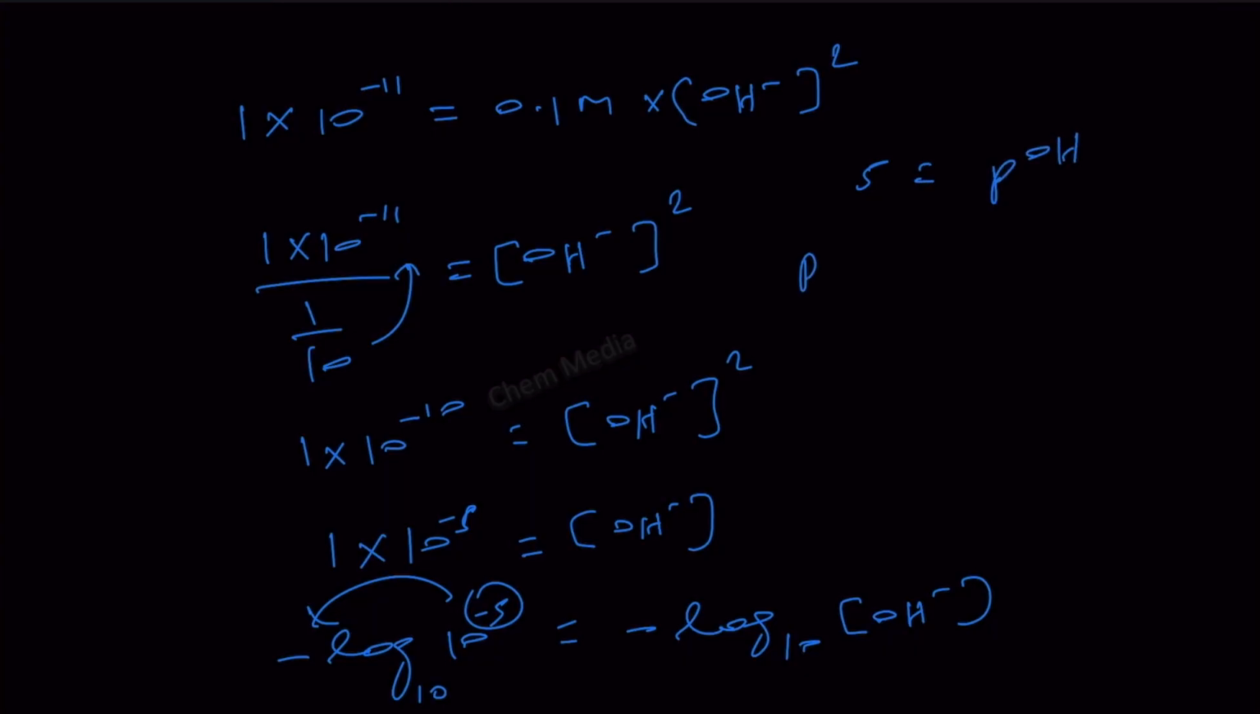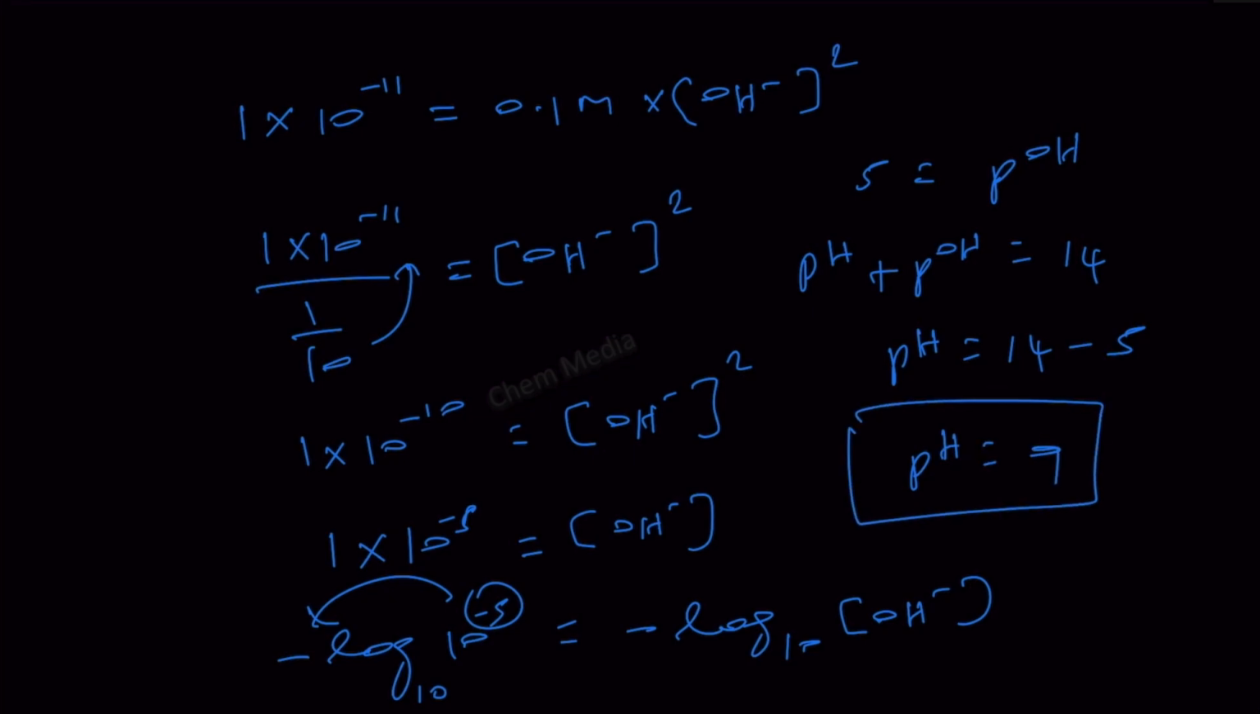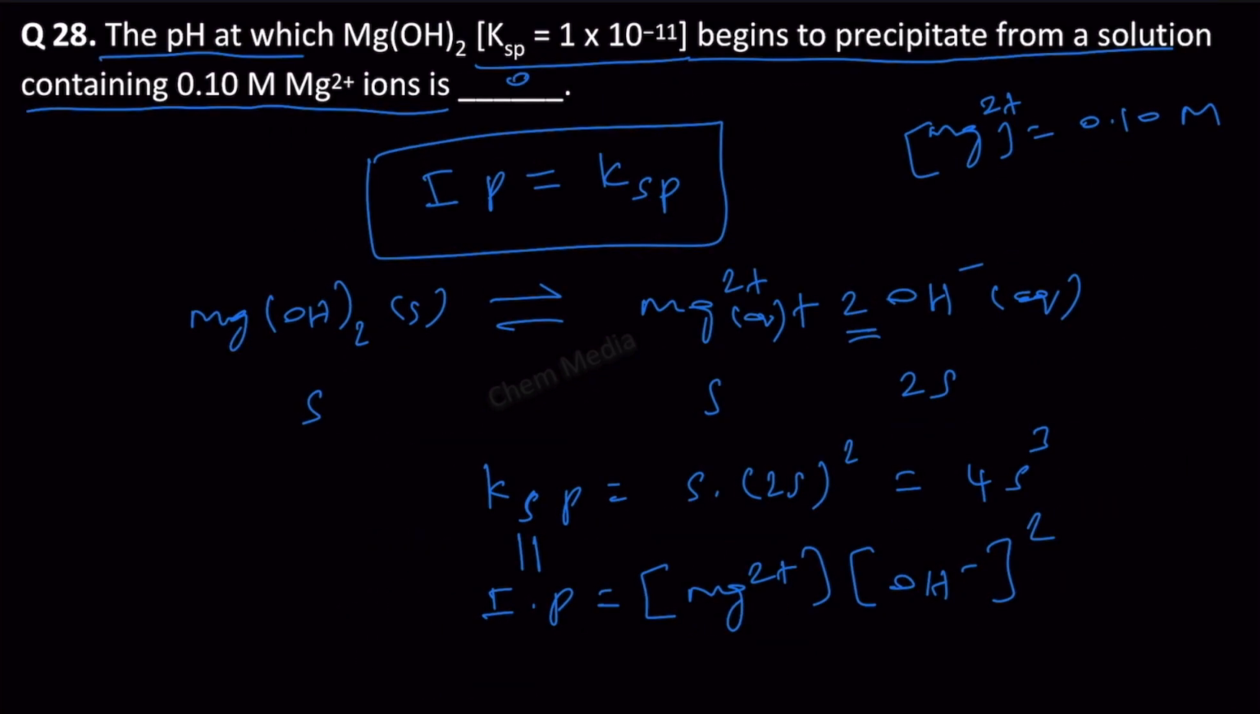We know that pH plus pOH is equal to 14. So therefore pH is equal to 14 minus 5. Therefore pH is equal to 9. So that's the correct answer. So it would be 9.